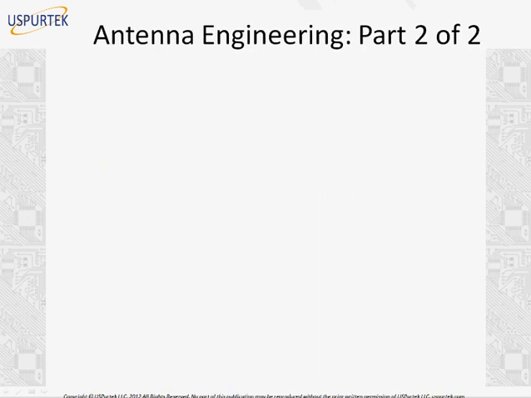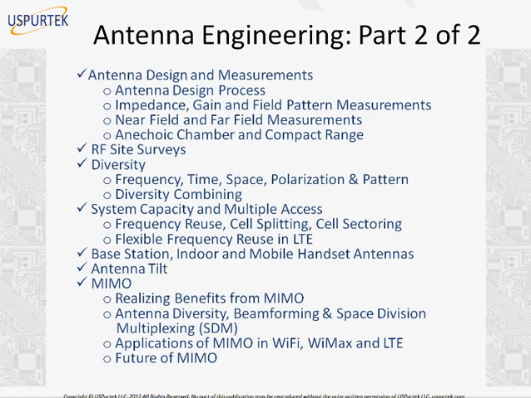In part 2, these are the topics we are going to cover. We're going to talk about the antenna design and measurements process, and we'll also see how we can measure impedance, gain, and field patterns for any antenna. And the two types of measurements involved in antennas are near field and far field, and how they're different from each other. And we'll also see how an anechoic chamber and a compact range could be used for antenna measurements.